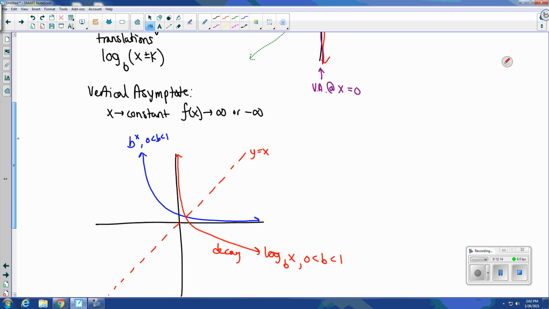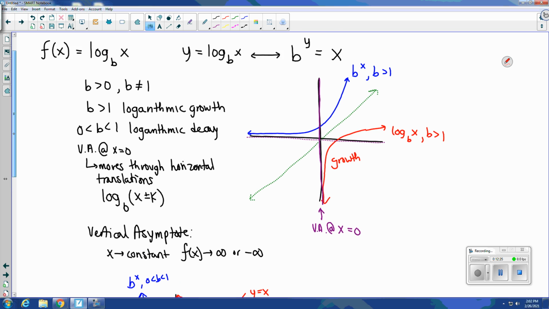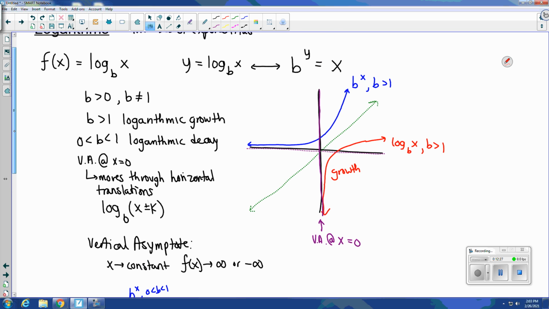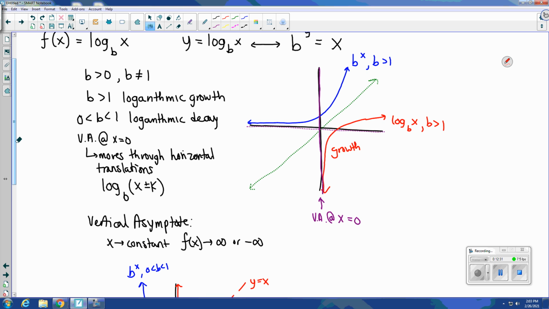And up above, we had logarithmic growth. So be aware of what those visuals look like. Again, this is assuming we don't have any transformations applied. These are the most basic of logarithms and exponentials, just altering the b values. So there are some properties of the graph. Vertical asymptote, something to be aware of. And we'll finish off with some domain and range.